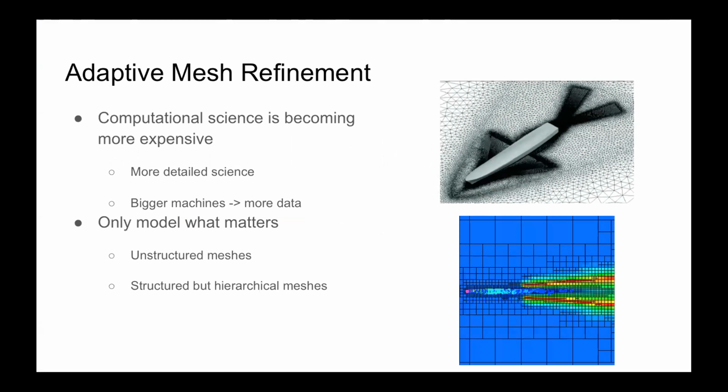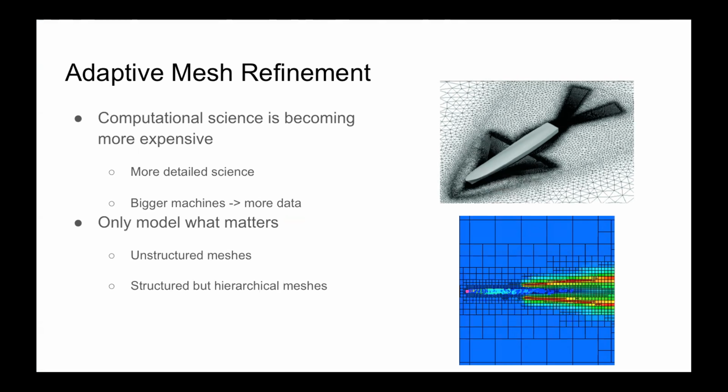Okay, so for those of you that are familiar, this is going to be a little mini primer on AMR. Science is becoming more expensive, right? Our details are getting better, more refined, and we're getting bigger machines that generate more data. And so scientists are realizing that they can only simulate the things that actually matter. You can't be simulating at full precision everywhere in your simulation. It's just going to take too long. It will not be scalable.